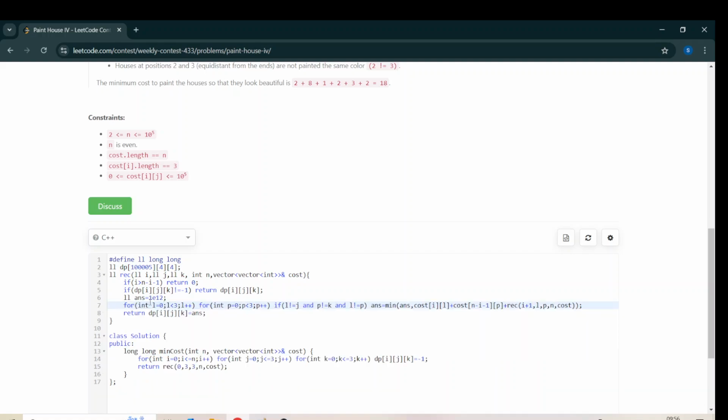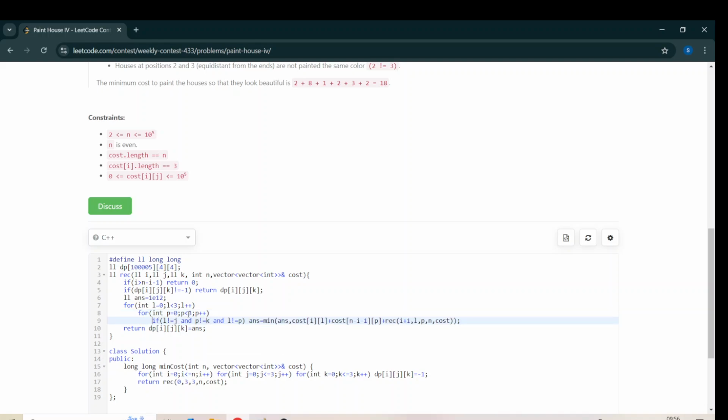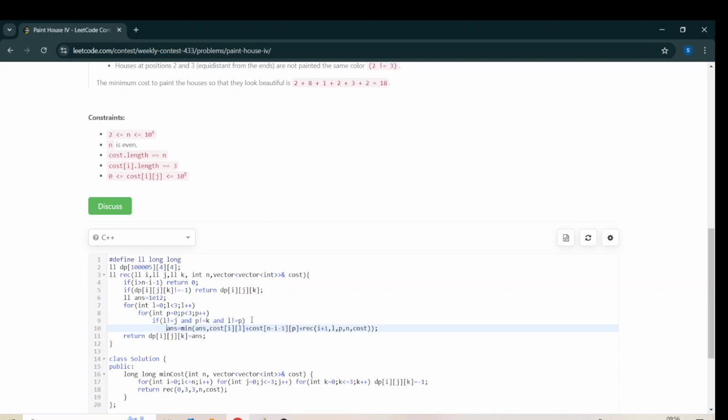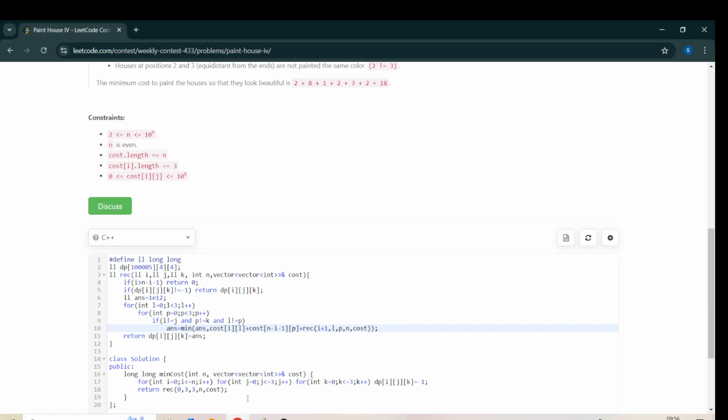Okay. So now we'll iterate over C3 and C4. Our L is C3 and R is C4. We'll iterate over each and every possibility of C3 and C4, and we'll check these three conditions I have already told you: C3 not equal to C4, C3 not equal to C1, and C4 not equal to C2. Now, if these conditions are satisfied, we can take answer equals the minimum of cost of painting the ith house with C3, and painting the mith house with C4, plus the rest of the recursion.